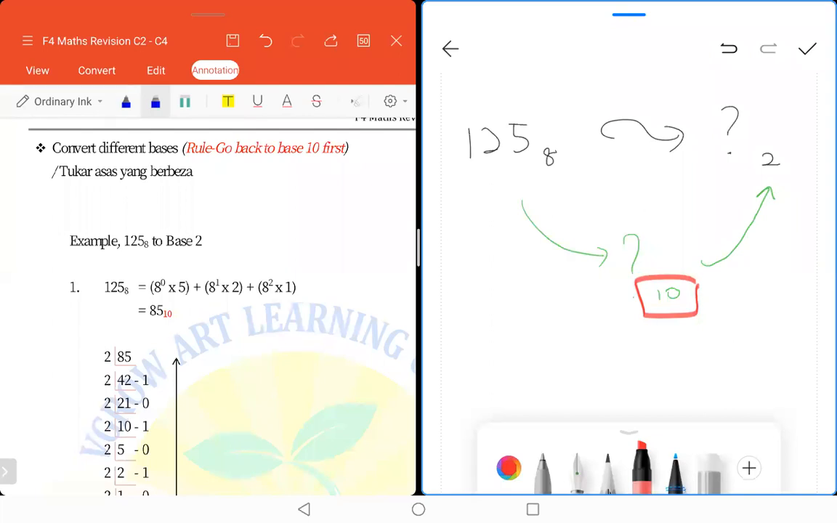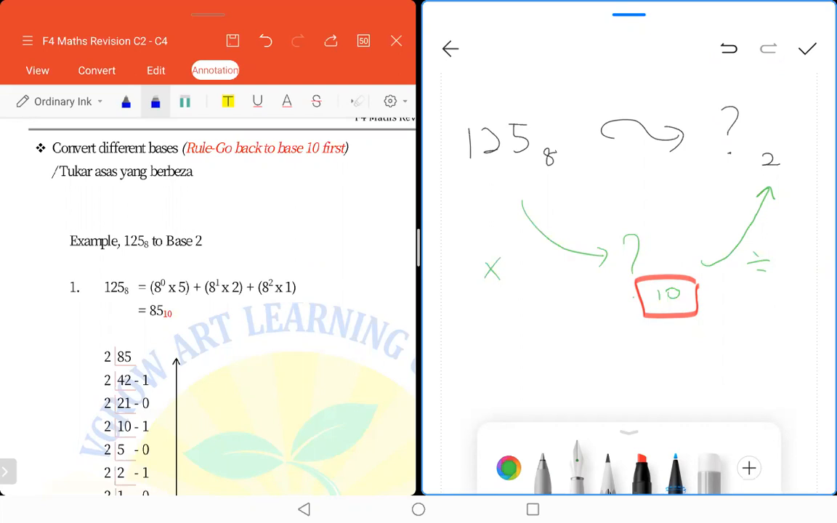Right? To connect the two bases, base 10 is the bridge that you need to connect with the other two bases. So from base 8 to base 10, small to big, we need to multiply. Bigger base, base 10 to base 2, smaller base, then divide. That means you have to do it 2 times.